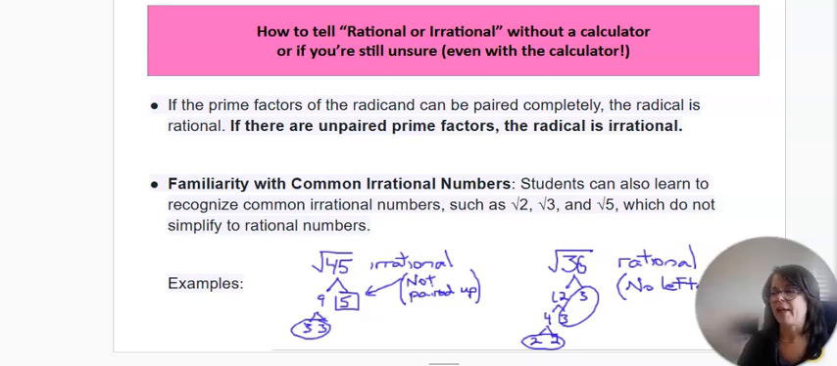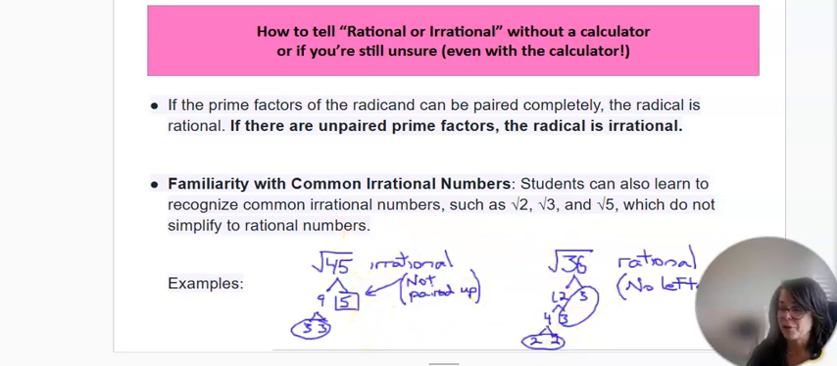So what if you don't have a calculator? We're talking about radical numbers in this unit. So let's think about whether radical numbers are rational or irrational. I can tell you there's a quick way to know. If you do your factor tree and you have anything left that doesn't pair up, it's an irrational number.